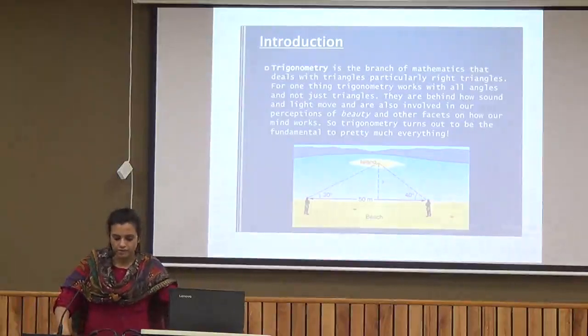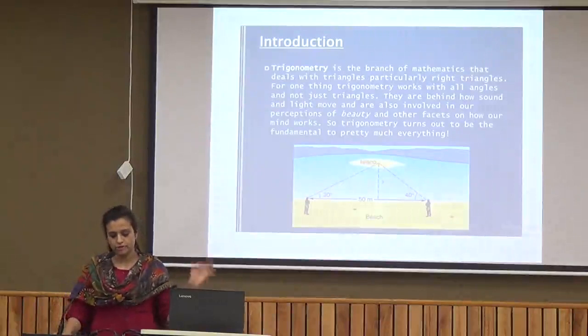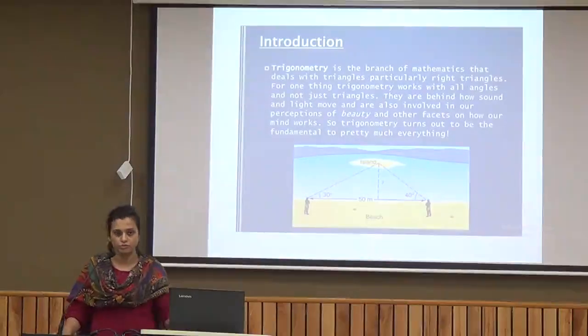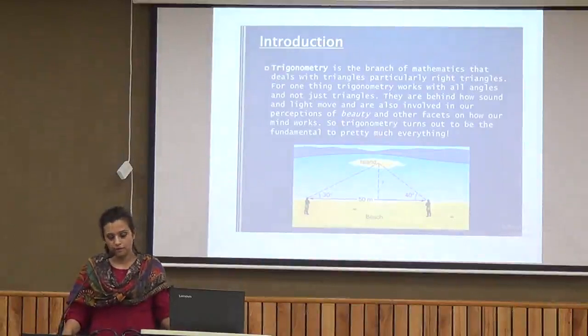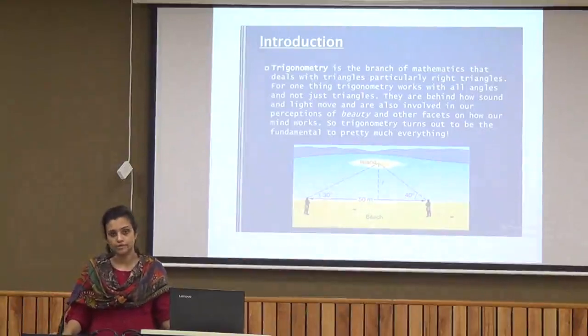Now look at this picture. There are two people standing opposite each other at a distance of 50 meters. They are both eyeing towards an island. The angle at which this person is eyeing the island is 30 degrees, and the other person opposite to him is eyeing the island at 40 degrees. How do we find the perpendicular distance to the island?